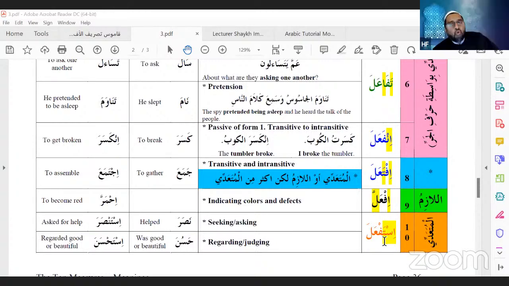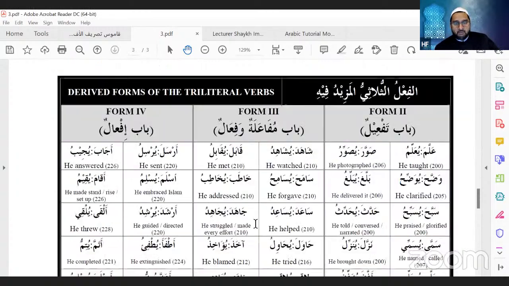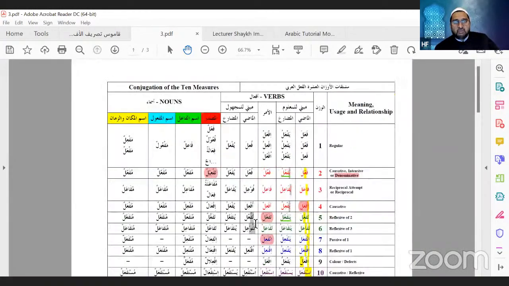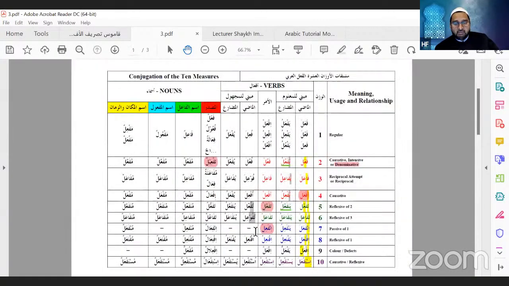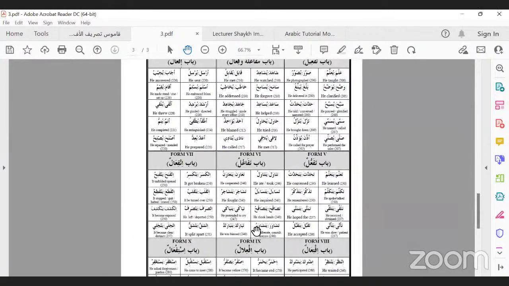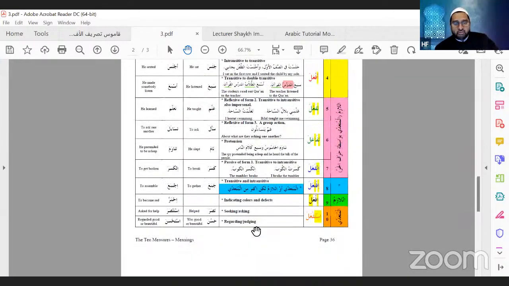So always this verb form comes in these meanings: either seeking, asking, regarding, or judging. These are the four meanings this verb form comes under. For example, istighasa itself is seeking. That is the reason why this form is used. So it's either used for asking, isti'ana, yasta'inu. We say istighasa, seeking or asking, or regarding or judging.